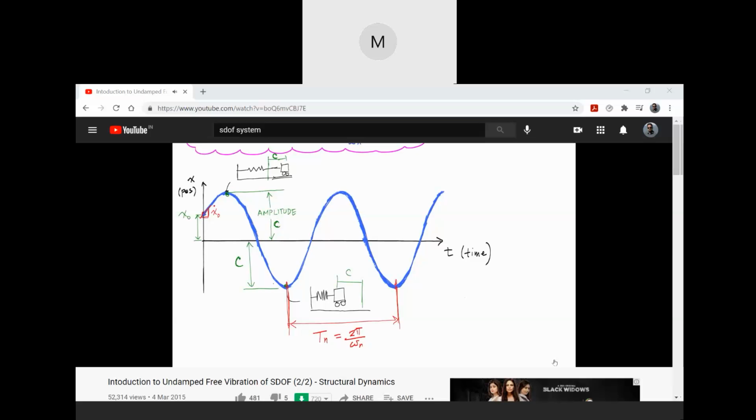Because there's no damping, the system reaches the maximum amplitude every single time. And if there were damping, these peaks would be decreasing over time.